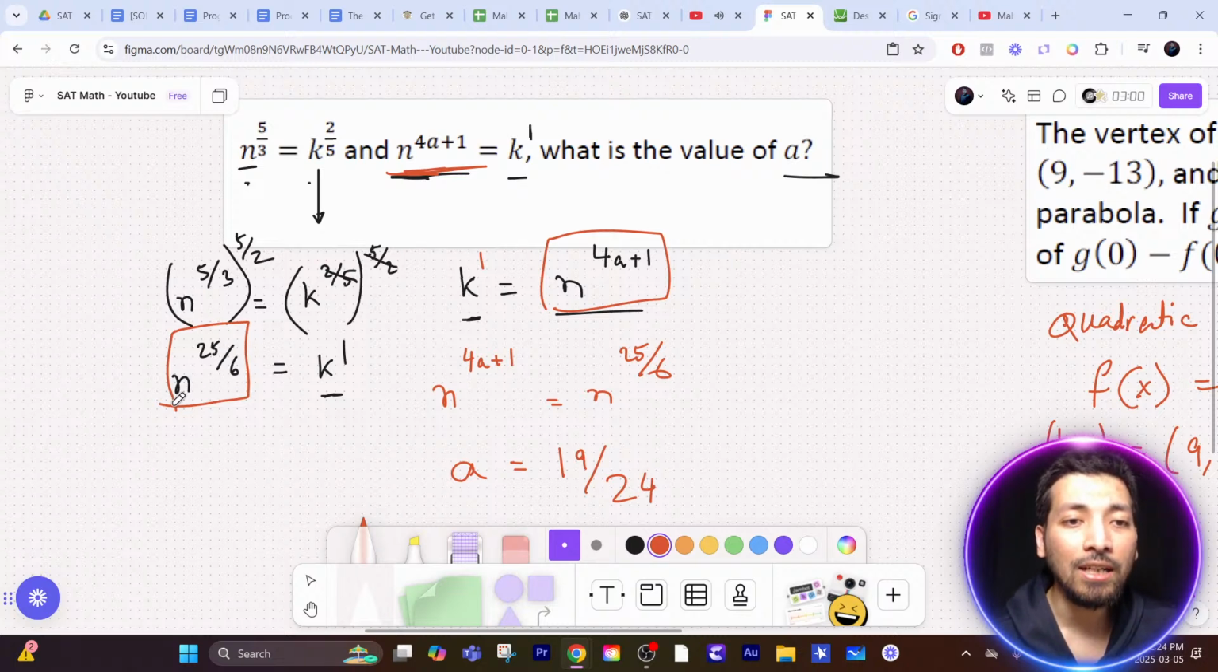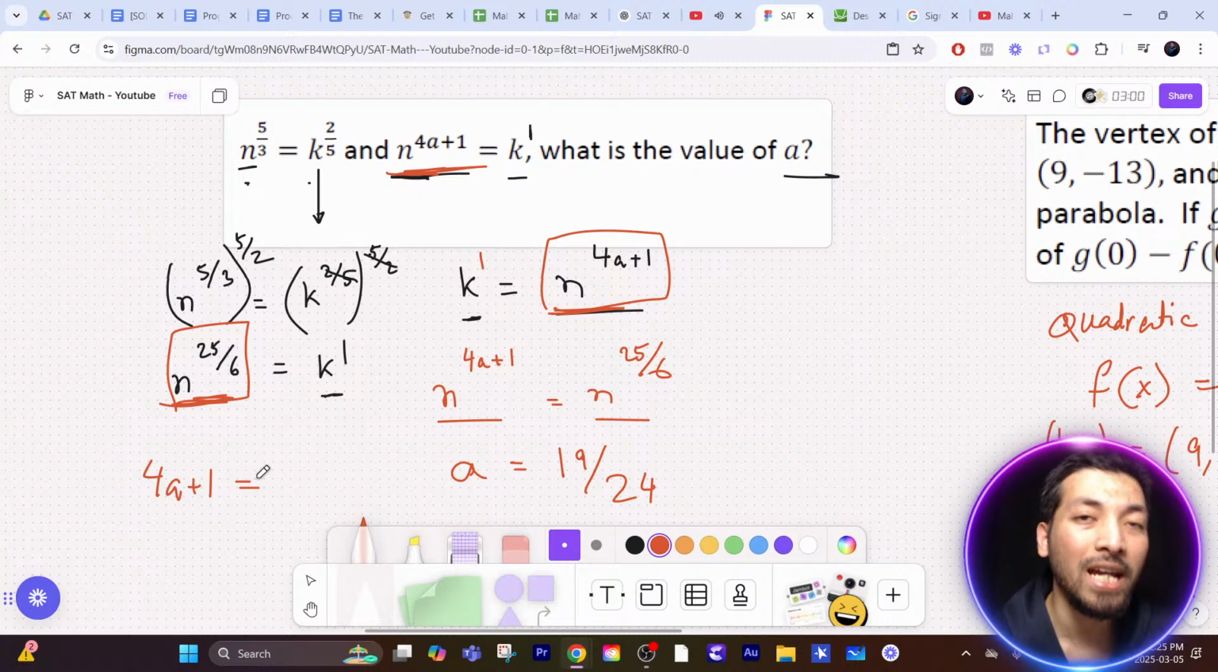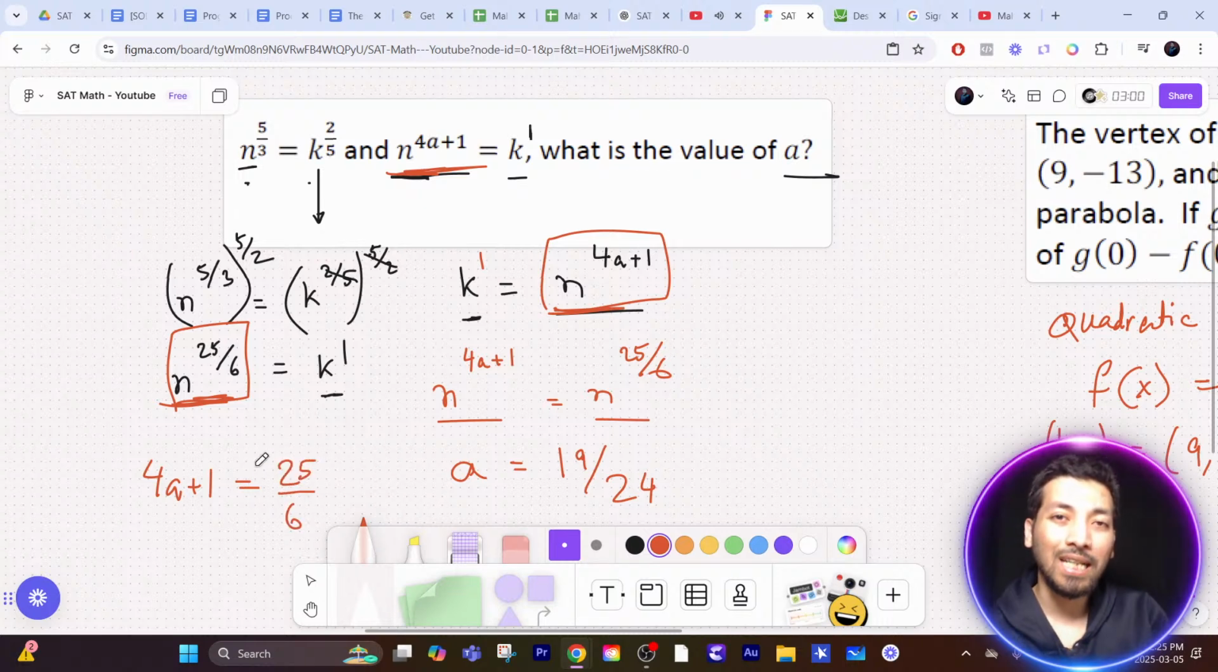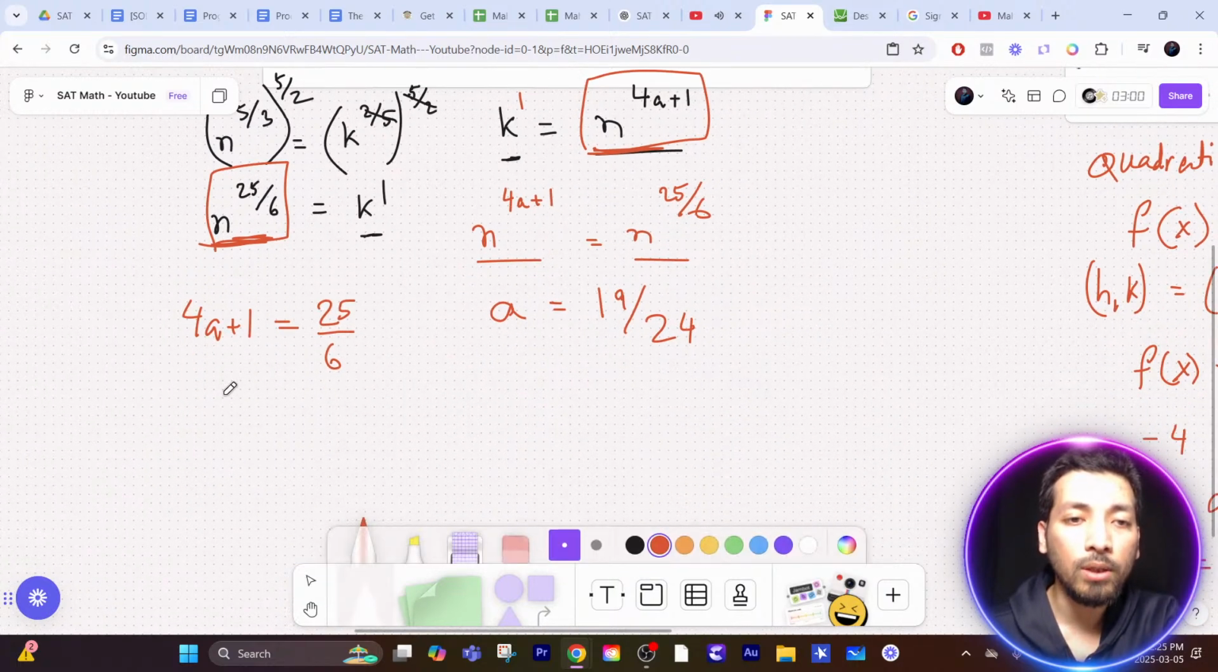So I have n to the power of 25 over 6, and I have n to the power of 4a plus 1. So I can write this as n to the power of 4a plus 1 is equal to n to the power of 25 over 6. So I can just equal the two exponents. 4a plus 1 is equal to 25 over 6. I can quickly use DESMOS to solve this problem, but let me just show you how you can solve it manually here. So subtract 1 from both sides.